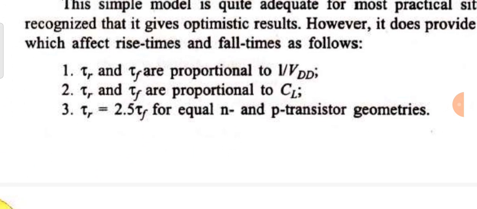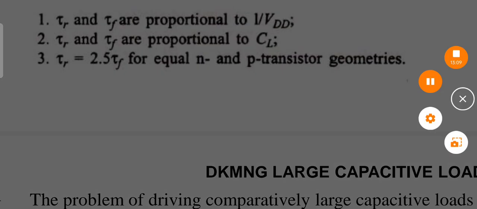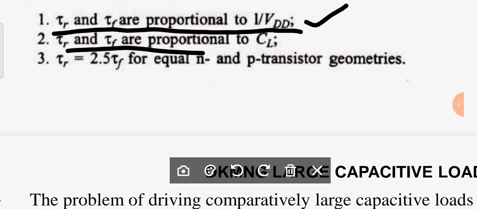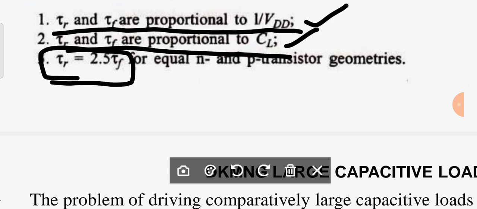Finally, this is the main thing you have to observe. You can observe that very carefully. The rise time and fall time are inversely proportional to VDD, directly proportional to load capacitance, and the rise time is slower than the fall time. Is it clear?